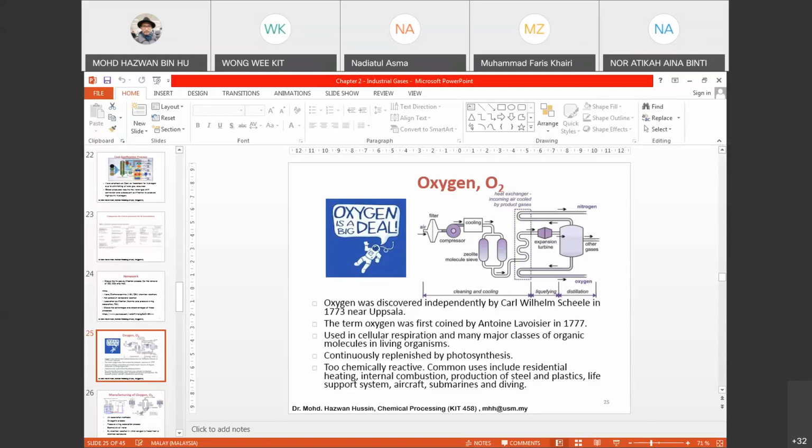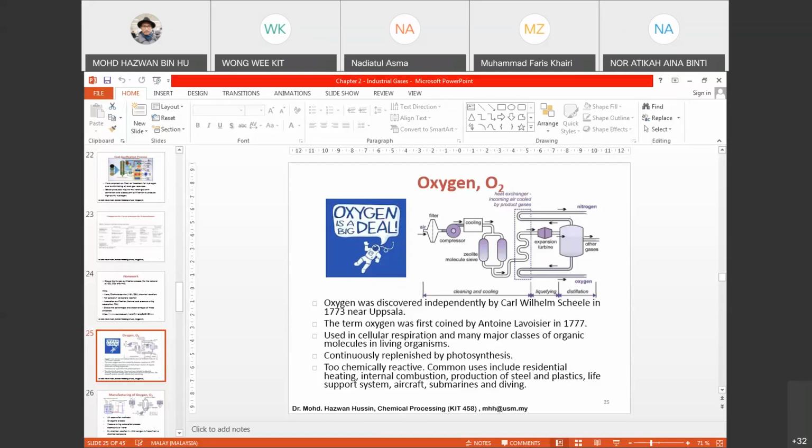It is used in cellular respiration and in major classes of organic molecules in living organisms. Human beings use oxygen for respiration, other types of animals, and even other materials also use oxygen for various purposes. It is continuously replenished by photosynthesis. Photosynthesis is a process where the plant consumes CO2 and converts it into oxygen, which means the oxygen source is always from the photosynthesis process. Oxygen can be considered too chemically reactive. Imagine your high school experiment.